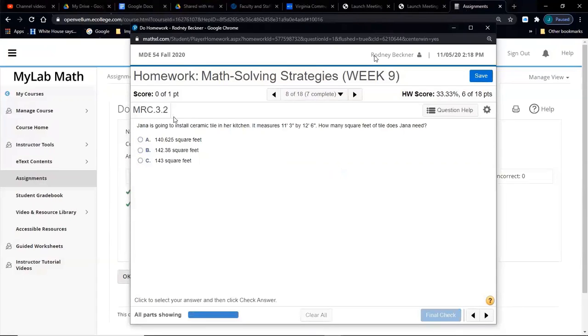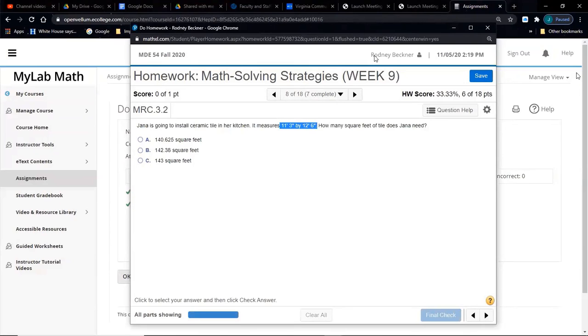Jaina is going to install ceramic tile in her kitchen. Boy, if this doesn't hit home right now. Swap out kitchen for bathroom. It measures 11 foot 3 inches by 12 foot 6 inches. How many square feet of tile does Jaina need? Now, calculators are not really capable of putting feet and inches in them. So we're going to have to do a couple of things here. We're going to have to convert your inches to feet and then just add them to the feet.